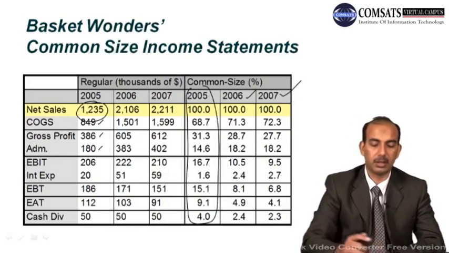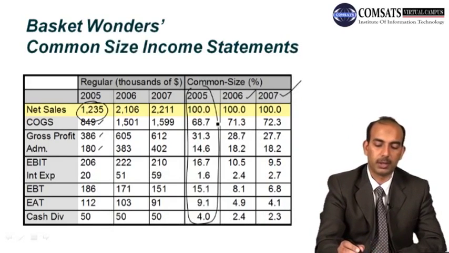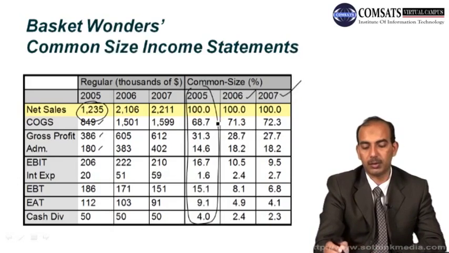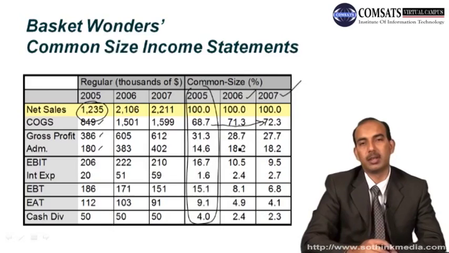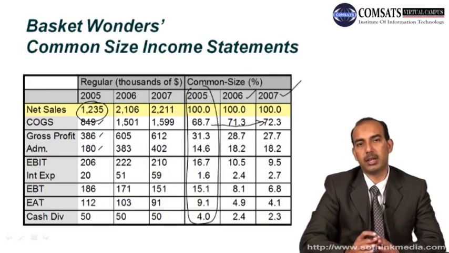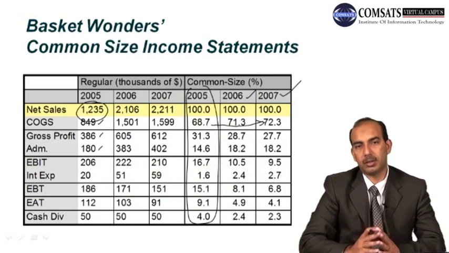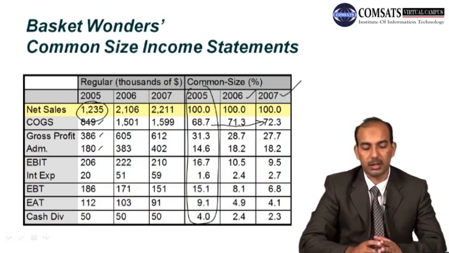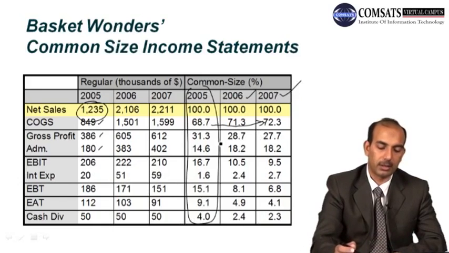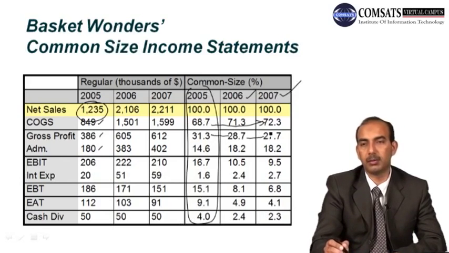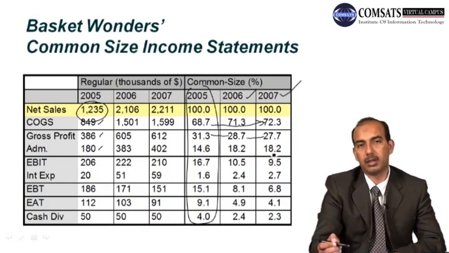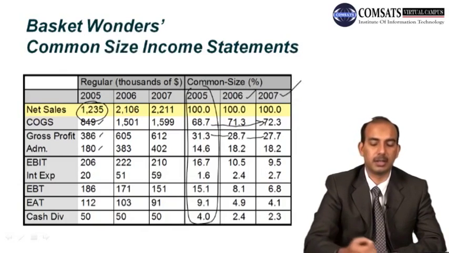So here you can see the cost of goods sold, starting from 2005 to 2007, it is increasing. So as we saw in our previous calculations as well, it is kind of a worrying sign that historically the firm's cost is increasing. And again, if we look at the gross profit margins, it is decreasing with every year because the cost of goods sold is increasing. So accordingly, gross profits are shrinking.